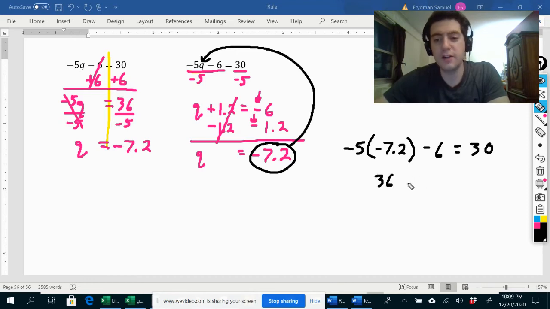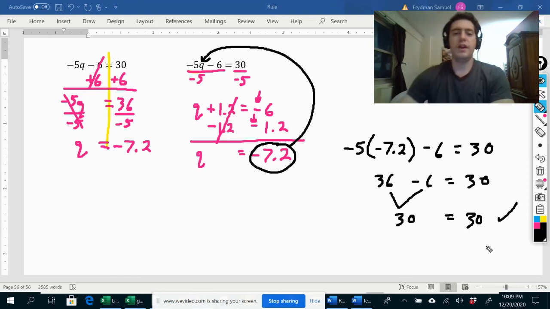You can check a calculator if you don't believe me, or better yet, do it by hand. So then this is 36, and then minus 6 equals 30. Well, 36 minus 6 is 30, so I get 30 on the left side, and I had 30 on the right side to begin with, so that is good. So both sides are the same, which means that negative 7.2 is the correct answer for q. That is the number that, when we plug it into the original equation, makes both sides the same.